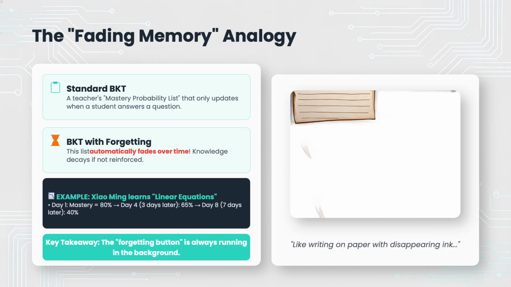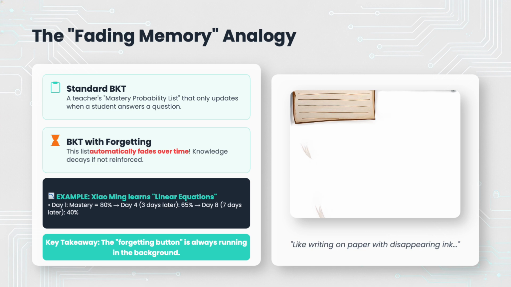Let's start with a simple analogy to grasp the core idea. Think of standard BKT as a teacher keeping a list of how well a student knows each topic. This list only changes when the student does a problem. Now, BKT with forgetting is like that same list, but it's written with disappearing ink. If a student doesn't review a topic, their mastery probability automatically decreases over time.